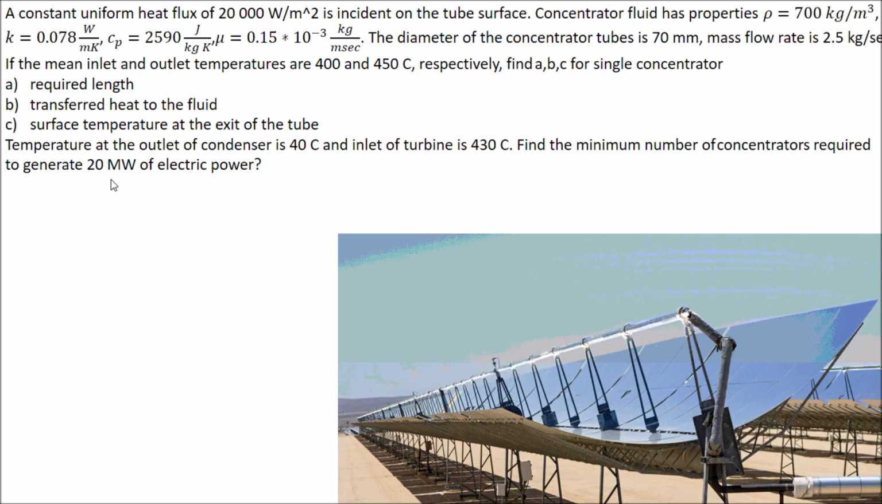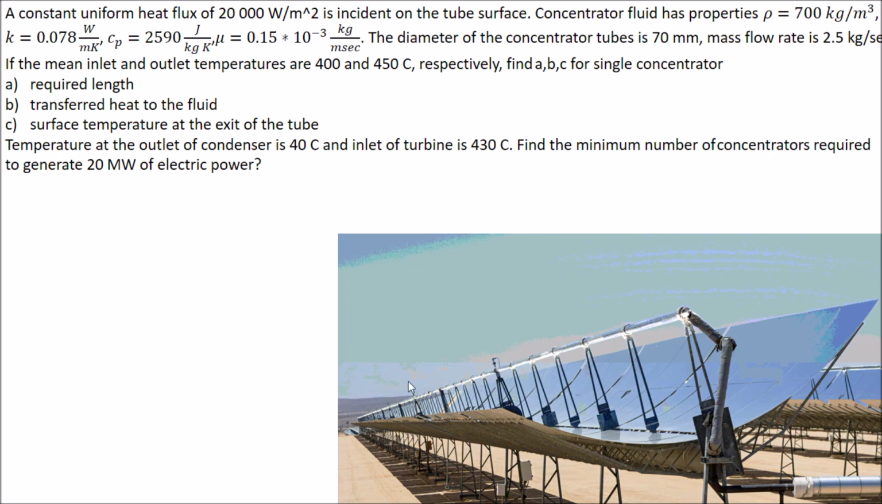Hello everyone. Now you are going to solve an example for the solar concentrators. The example is applied for internal forced convection. Here we have the solar concentrator. You can see the concentrator here. These are also called the troughs.